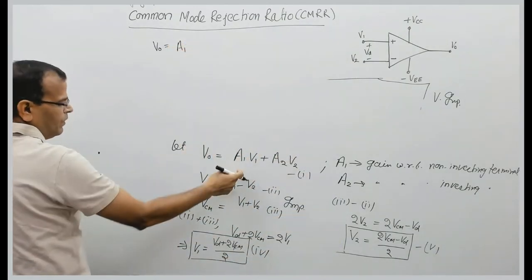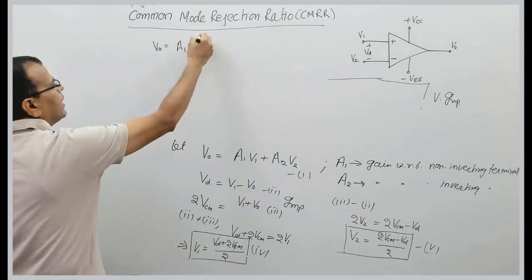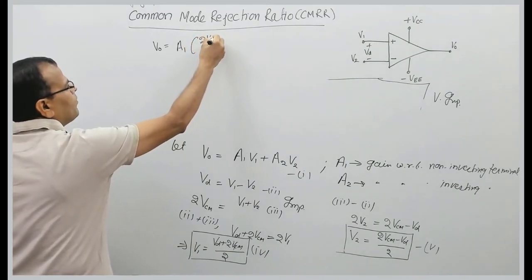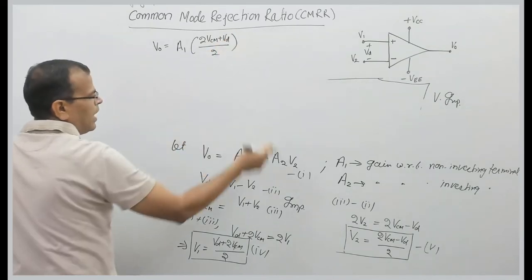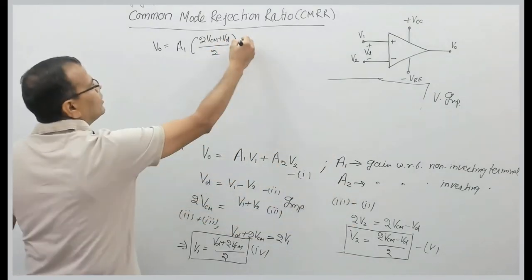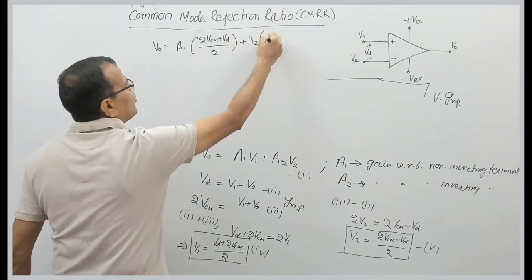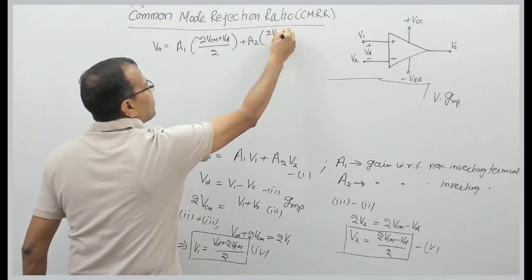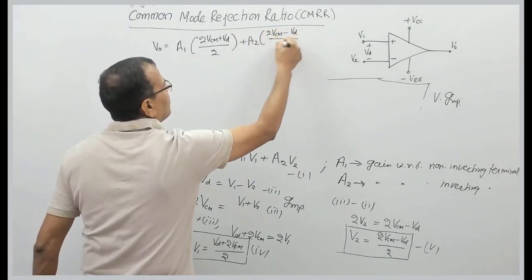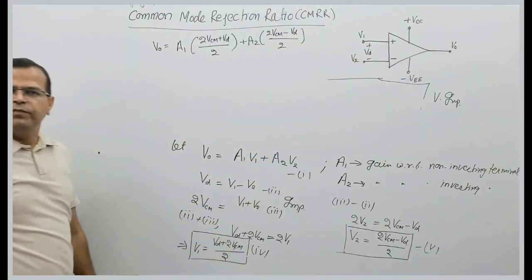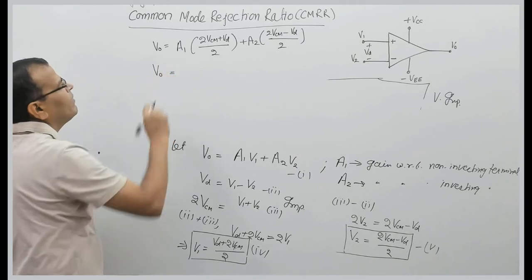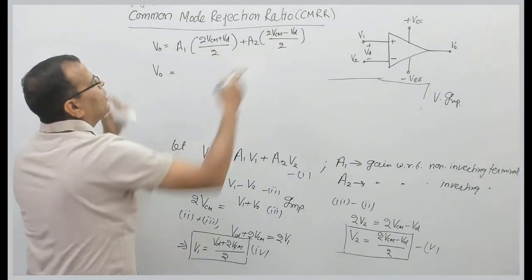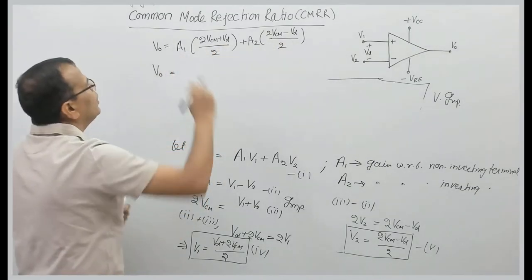Putting expression of V1 and V2 from these two equations, I will get V0 equal to A1 into V1. What is V1? You can see it from here, that is (2 VCM plus Vd) divided by 2. And what about V2? This is there. So plus A2 into (2 VCM minus Vd) divided by 2. That's what you have.